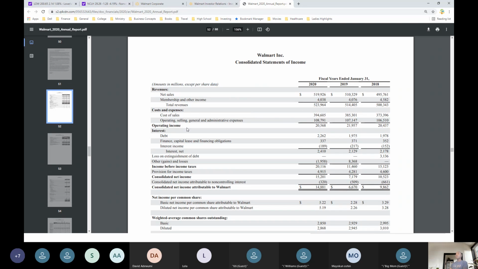523 billion. Cost of sales over the same period, about 394 billion. And then they had SG&A of 108 billion. So your operating income was 20.5 or 21 billion. So 2018, 2019, about 21 billion was Walmart's official financial report. So really, this or the one you download from your investment account is the one you truly should be using for this analysis.